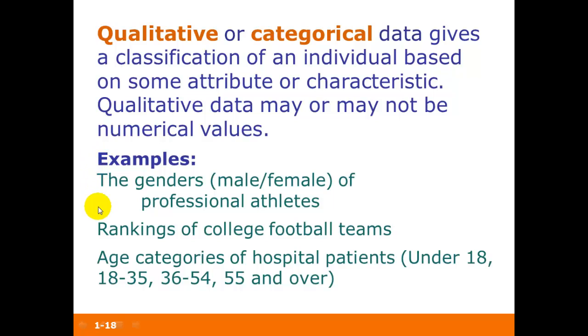The rankings of college football teams. Again, we can separate into categories depending on the rankings that they have. And age categories of hospital patients. If we ask them which category they're in, under 18, 18 to 35, 36 to 54, 55 and over, that makes it a qualitative variable or qualitative data instead of being quantitative.